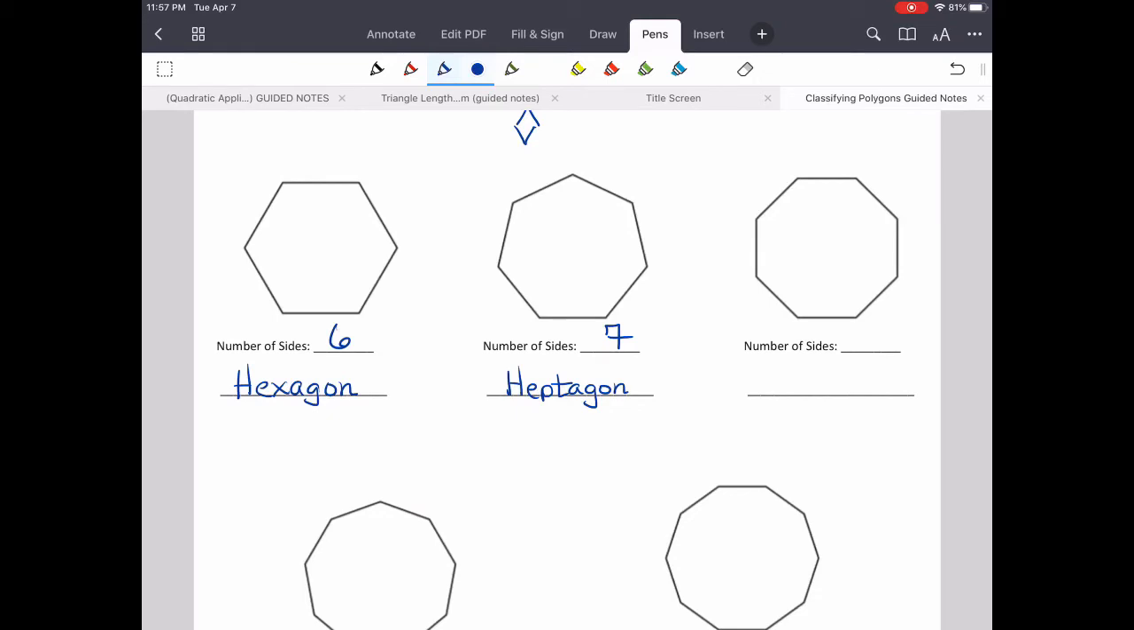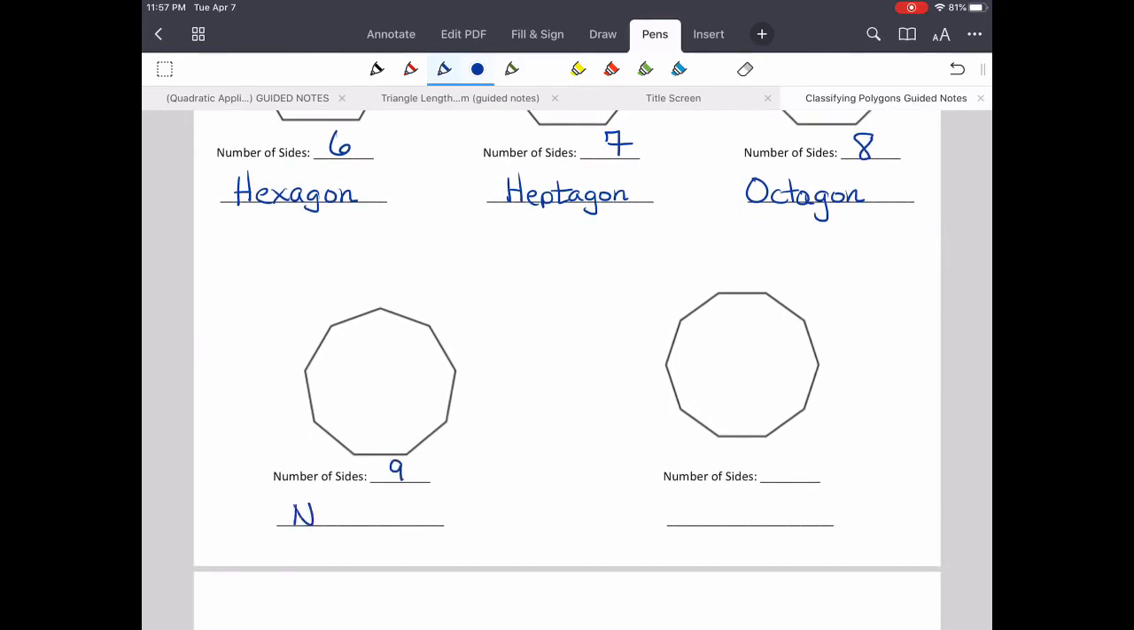After that, the stop sign shape, 8 sides, that's called an octagon. 9 sides is called a nonagon. And 10 sides, one way to remember this is that 10 years is called a decade. So 10 sides is called a decagon.